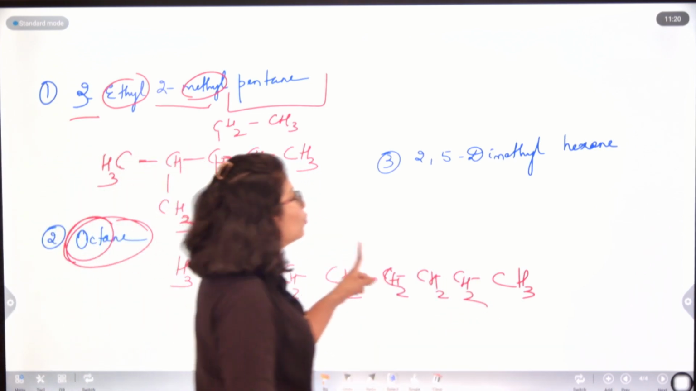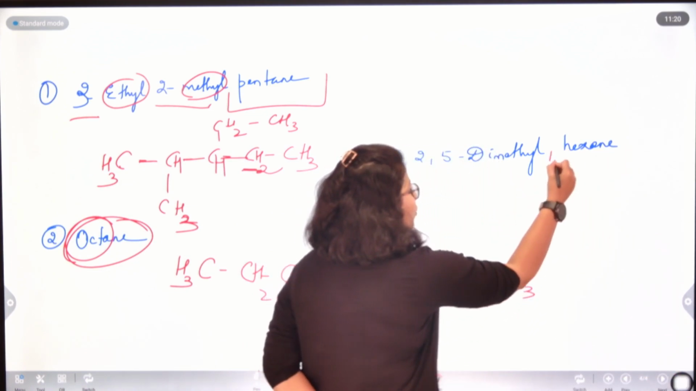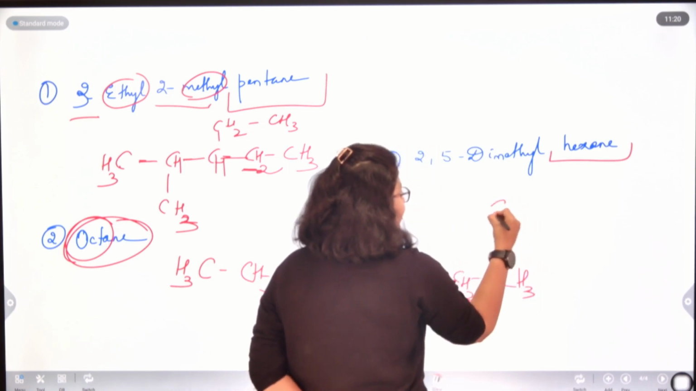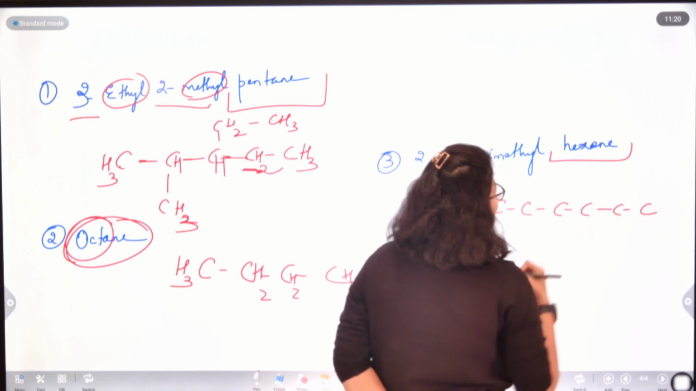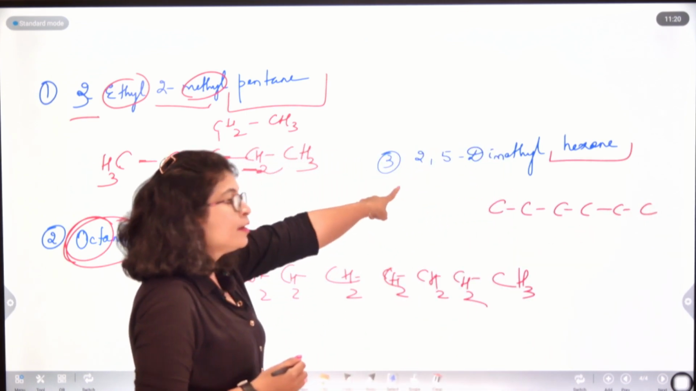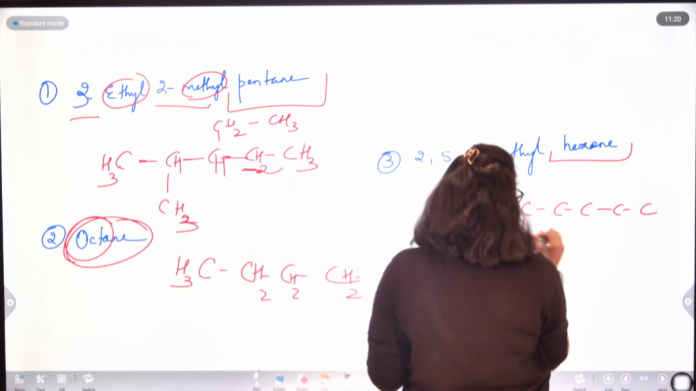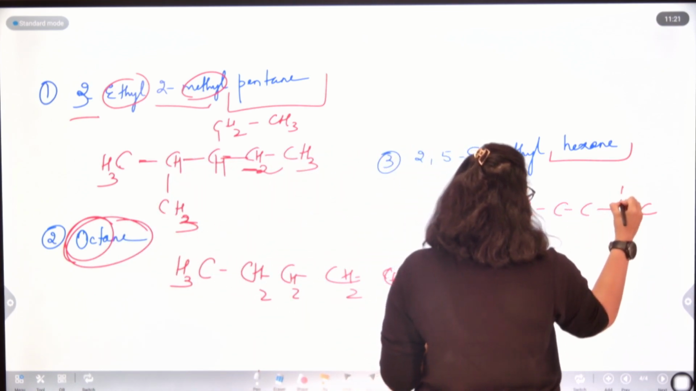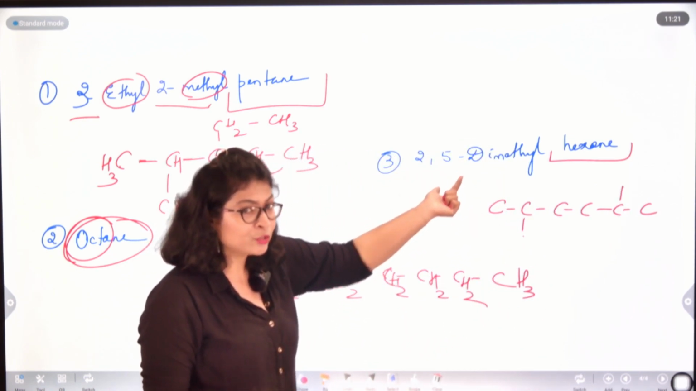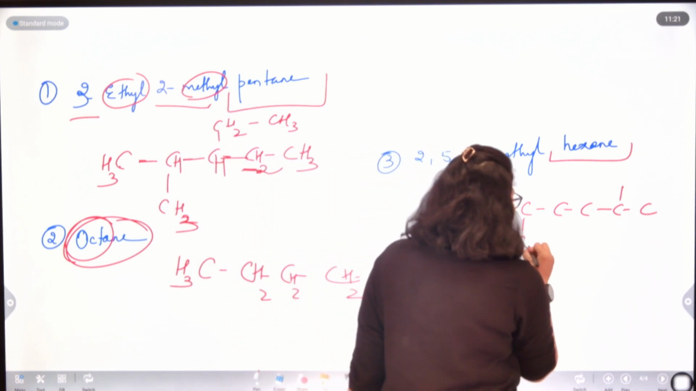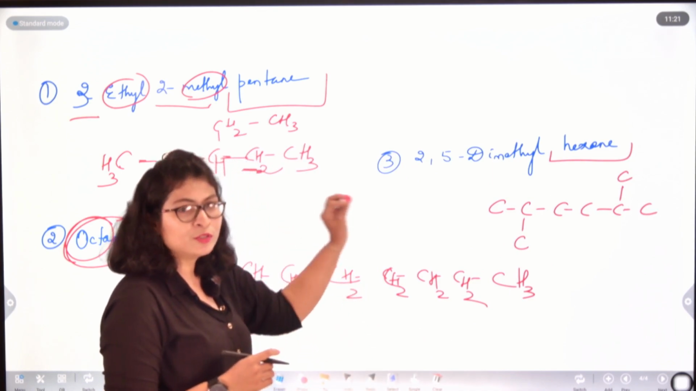Now this is 2,5-dimethyl hexane. Okay, so first I have to see the word root, which is hex. That means 6 carbon atoms. Now in the second and fifth position, I have the dimethyl group. So I can choose this as the second position, third, fourth, and this as my fifth position. Here I will assign dimethyl, meaning 2 methyl groups are attached. So in the second carbon there will be a 1 carbon branch, and in the other there will be a 1 carbon branch.